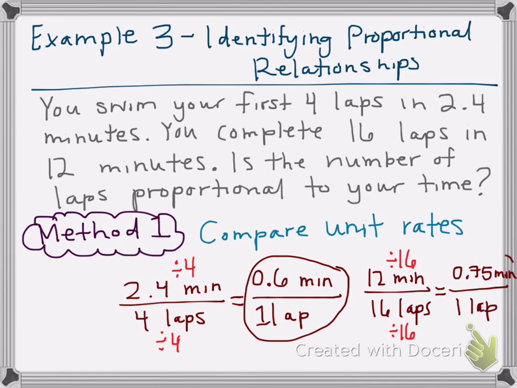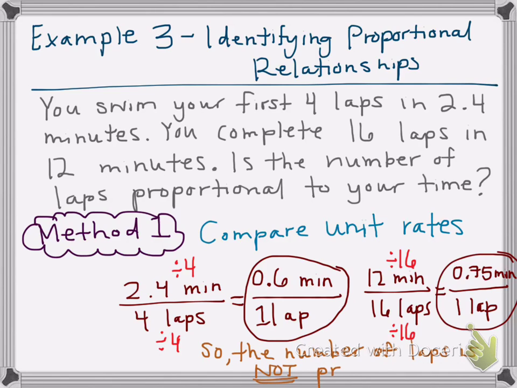Okay, now just simply look at your fractions, look at your unit rates. Are they equivalent? Doesn't look like it to me. So your answer is this. Make sure again you're writing everything. So the number of laps is not proportional to the time. I'm squeezing it in there.